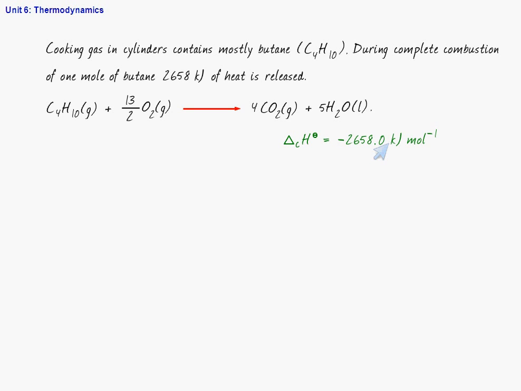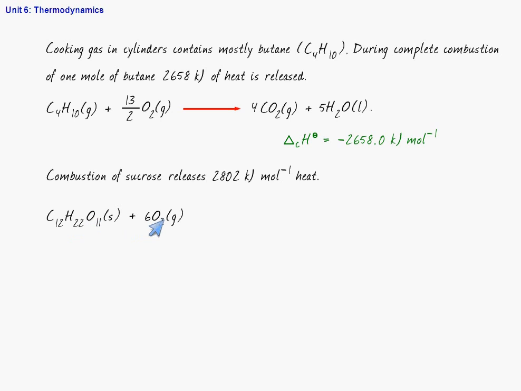Similarly, combustion of sucrose. Sucrose is what? Sugar, table sugar. Combustion of sucrose releases 2802 kilojoule per mole of heat. Now sucrose, C12H22O11, table sugar, plus this requires 6 O2 gas. This will give 6 CO2 gas plus 6 H2O liquid. Now here delta CH naught is equal to minus 2802 kilojoule per mole.